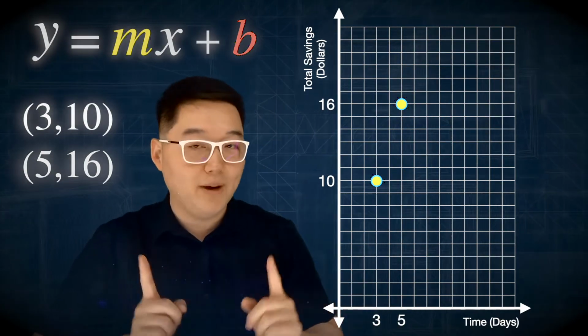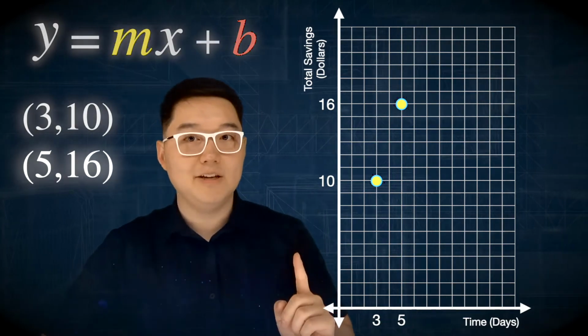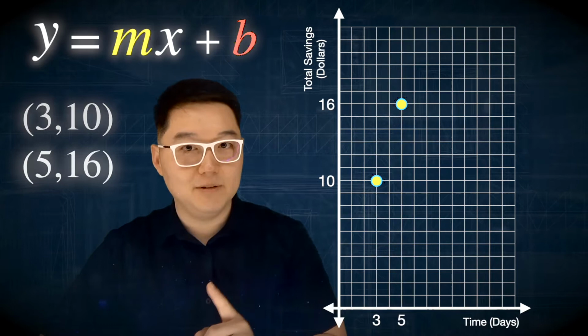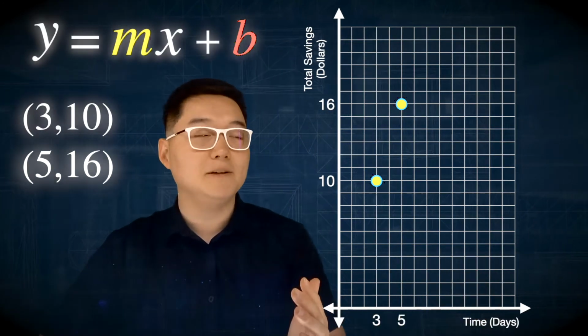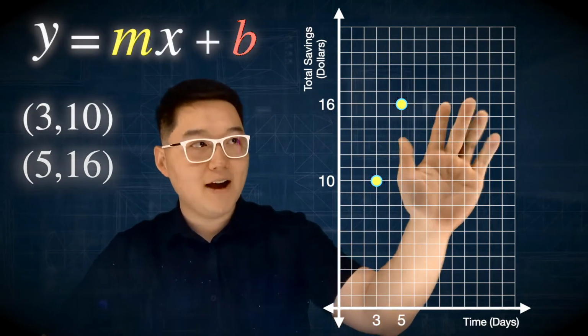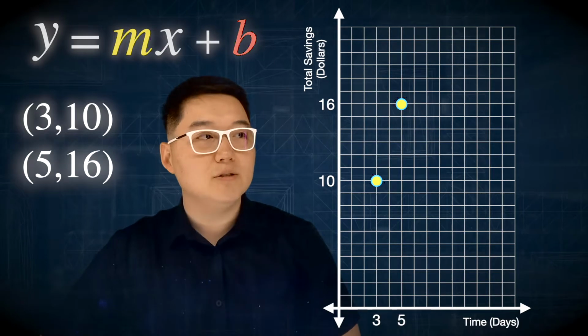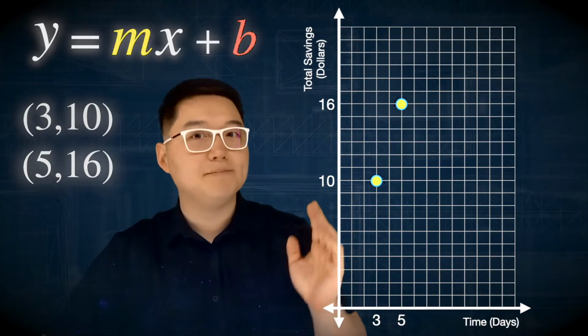Now, what is the equation of the line? Well, we need to find the slope, the rate of change, and the b value, the y-intercept, or the initial value, when x is 0 days. So on day 3, we have $10, and on day 5, we have $16. So what is the rate of change? How much money are you gaining per day?